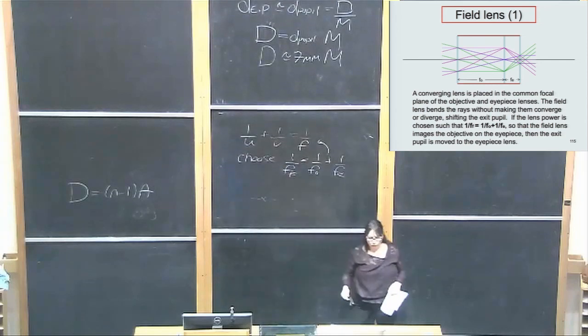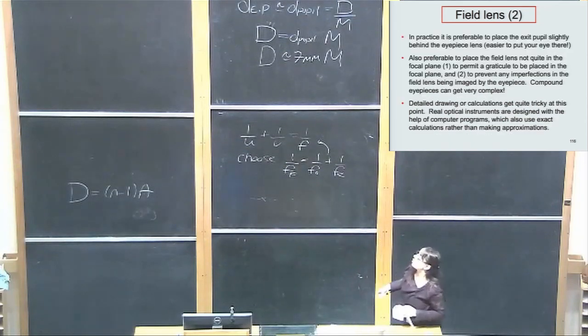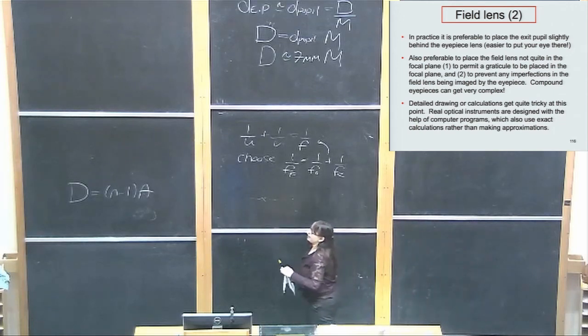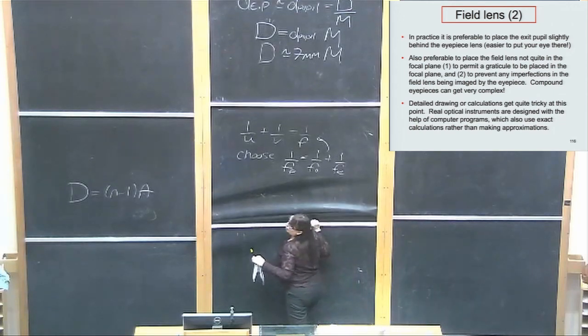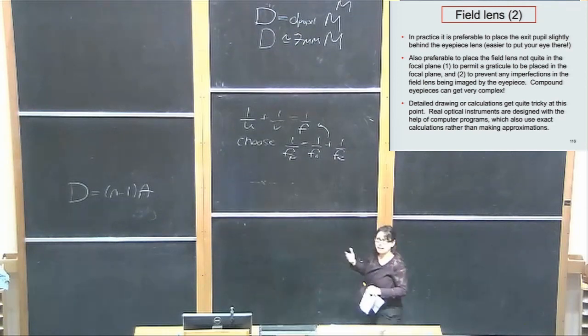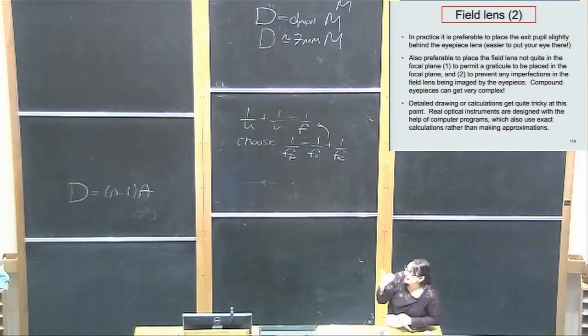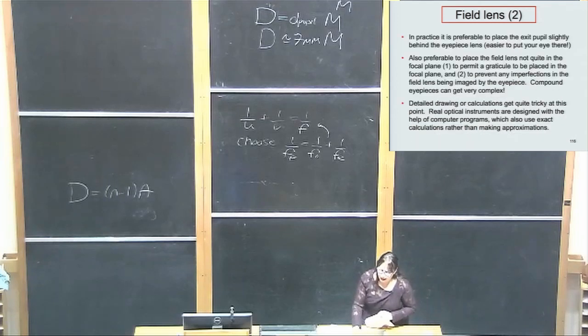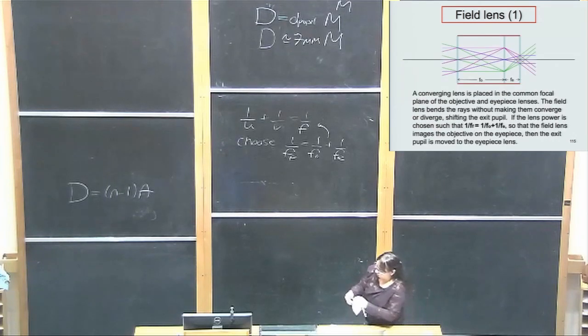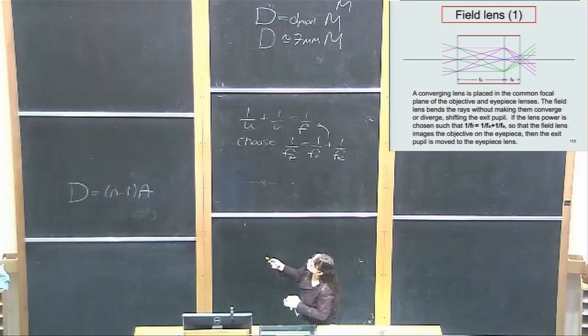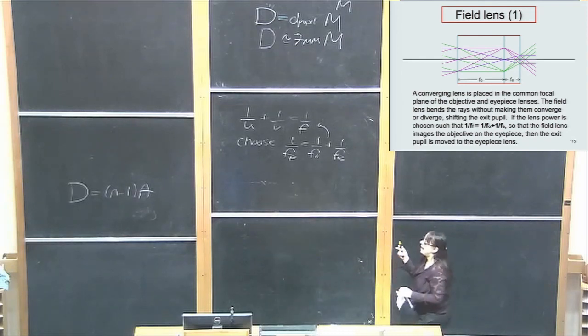Now, do we actually want to image it right onto the eyepiece? Probably not. So again, things inevitably get more complicated than this. You don't want to image it right onto the eyepiece because the eyepiece is there, and if the eyepiece is there, you can't actually stick your eye there. You want it a little bit behind. And then something else is that you might actually want to use this common focal plane to put some crosshairs or a graticule or something like that, so you don't want the field lens right there.